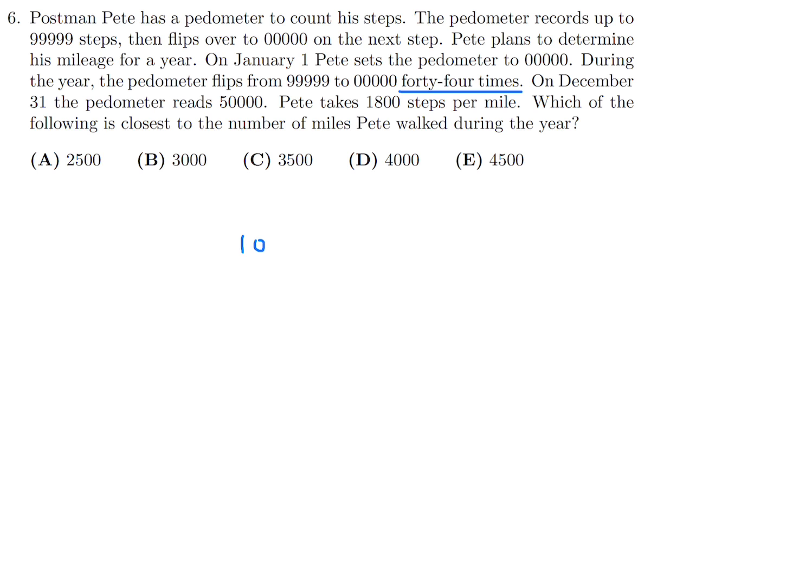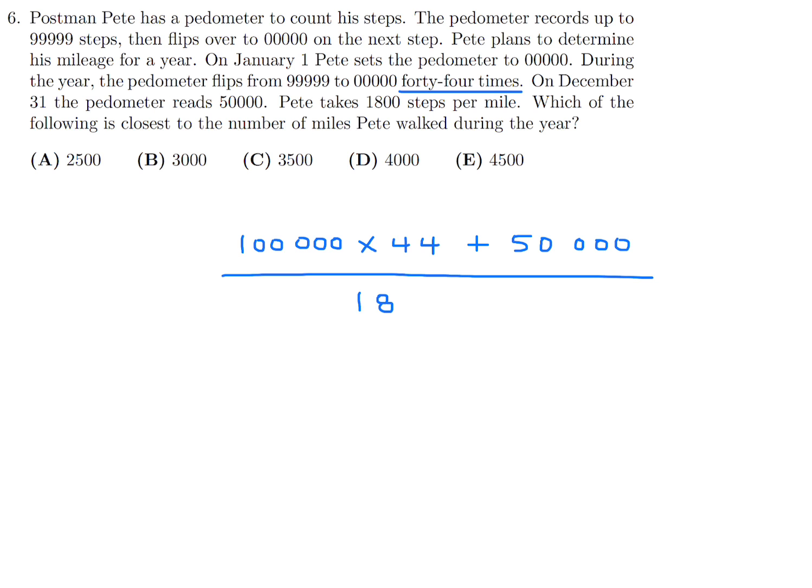So 100,000 is the full number of steps for the pedometer, right? And that happens 44 times. And then at the end, there's an additional 50,000 steps. So this is the total number of steps. And then you divide by 1,800 to get the number of miles. So there you go. That's the mathematical equation.